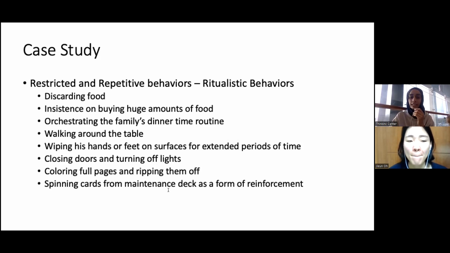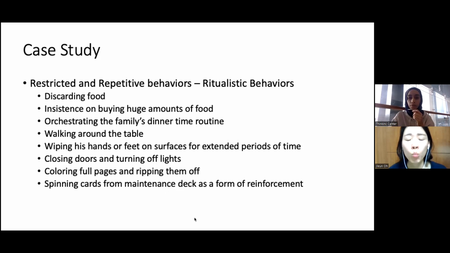He also has a tendency to orchestrate the family's dinner routine. So he makes his parents eat their food, and then they have to do the dishes and put the dishes in the dishwasher. He's very controlling about what his family members do. He also has tendencies, for example, to walk around the dinner table in circles for ages, for up to an hour before he eats his dinner.